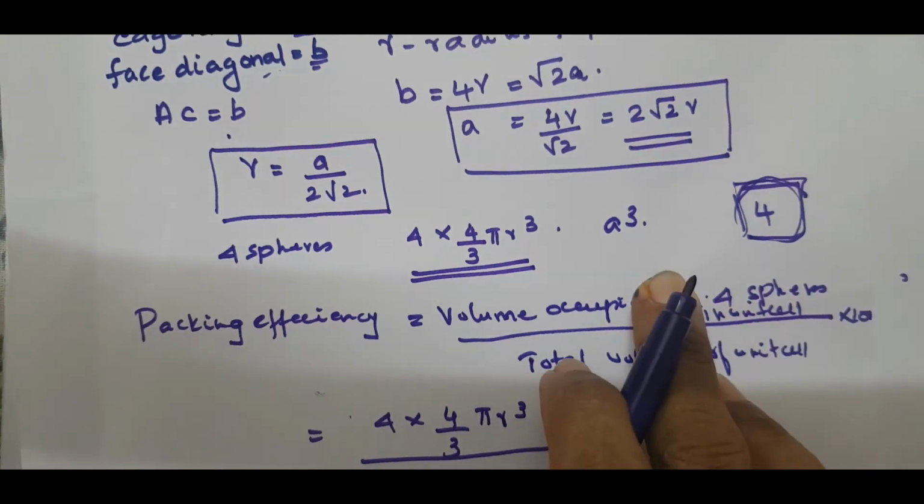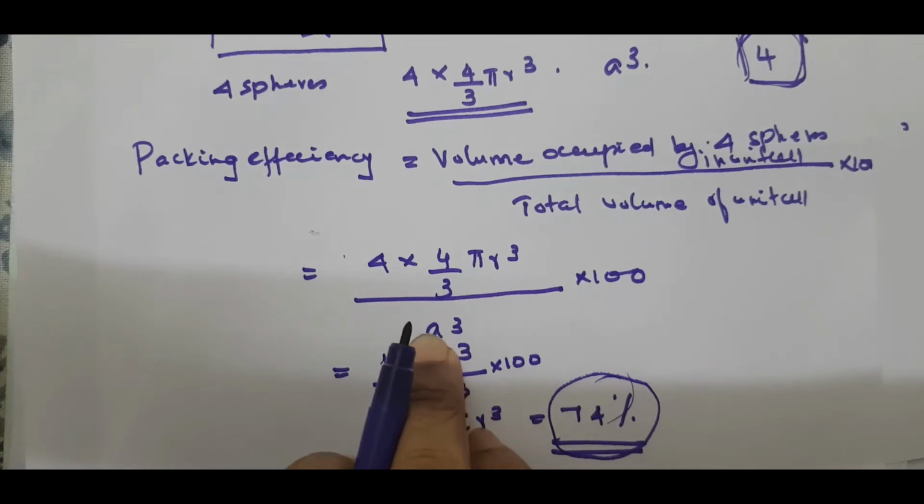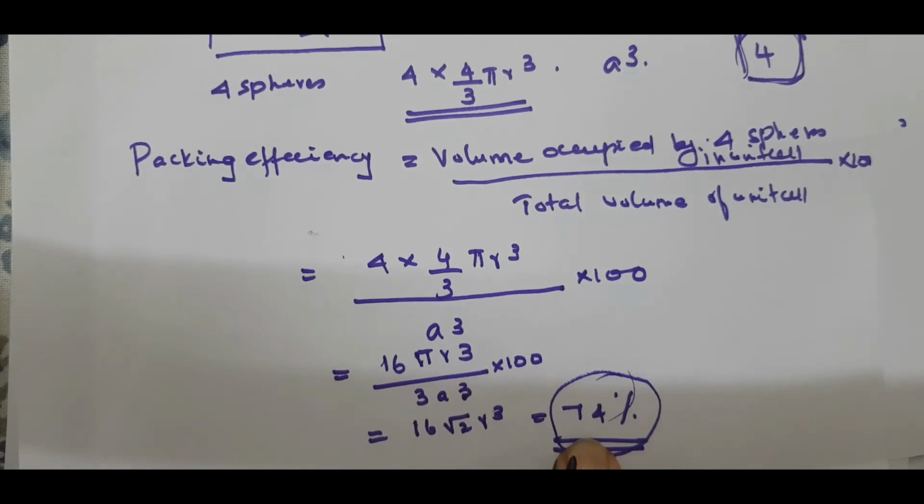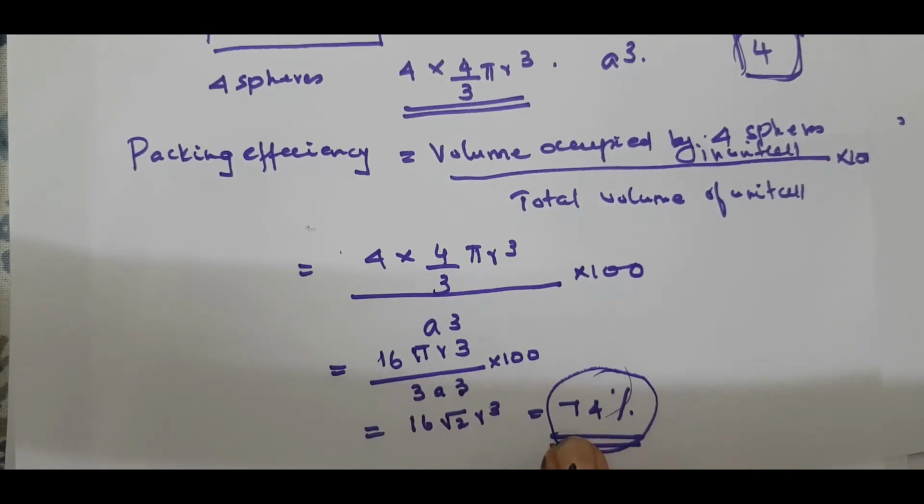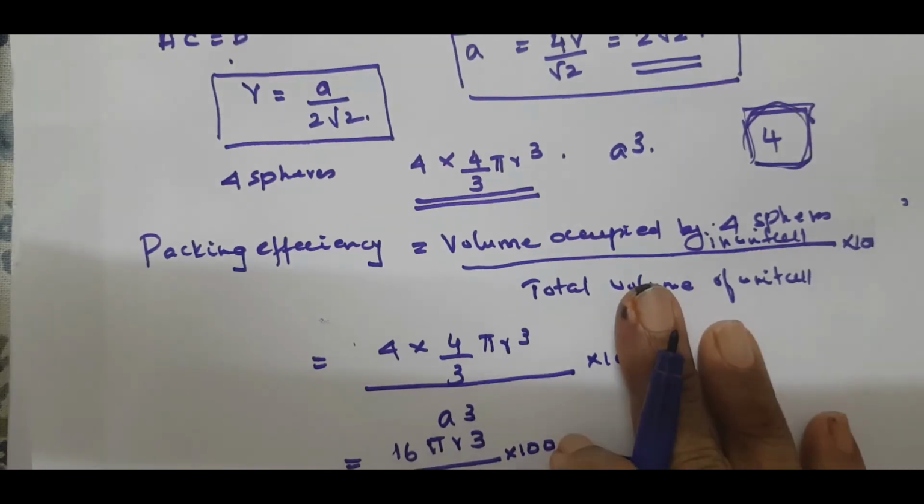So by substituting the values, 4 into 4/3 πr³ by the total volume, that is a³, into 100, you will get this 74% packing efficiency, which is the greatest or highest. So in CCP and HCP, we will get the maximum packing efficiency. Is it clear?